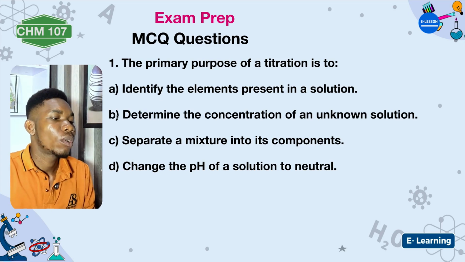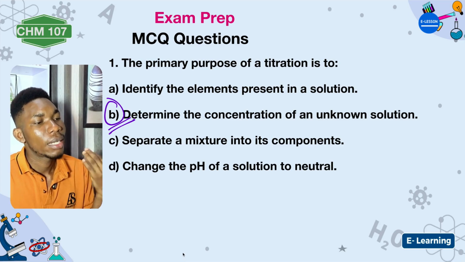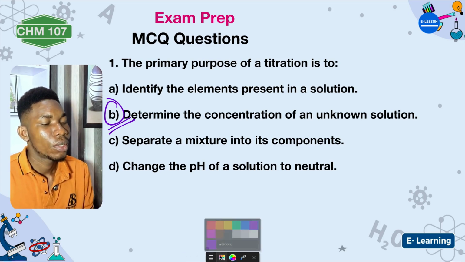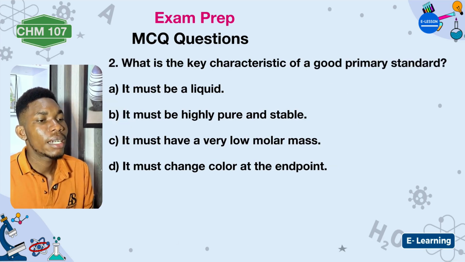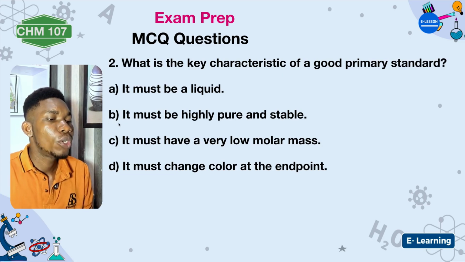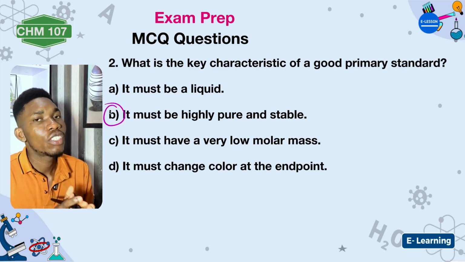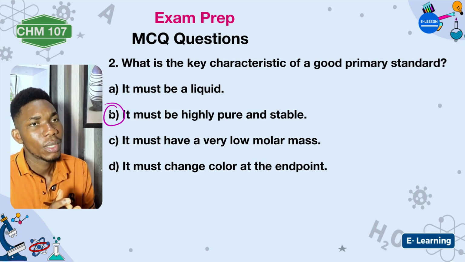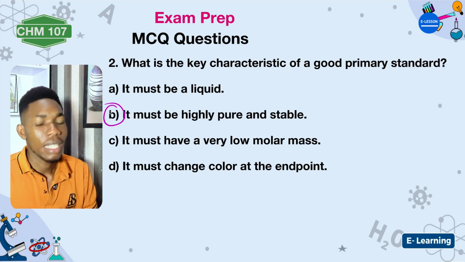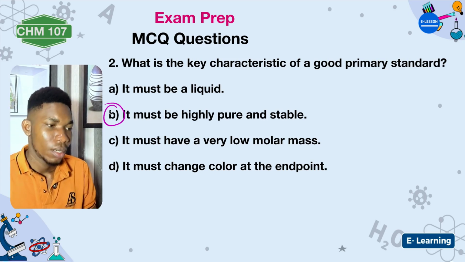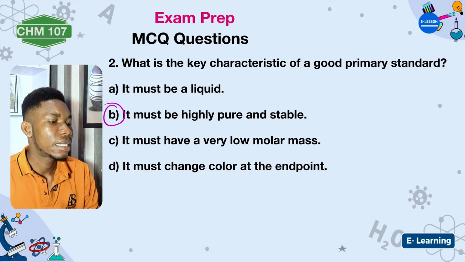Now, let's answer some few questions. The primary purpose of titration is to determine the concentration of an unknown solution. That is the primary purpose. That is why you are carrying out titration: to determine the concentration of what? An unknown solution. What are the key characteristics of a good primary standard? It must be highly pure and stable. Any standard you are using should be highly pure because you are using it to compare others. All right? It must be highly pure and stable.